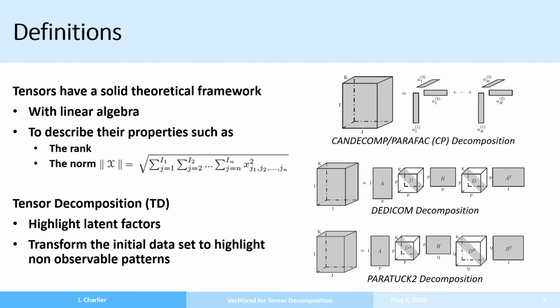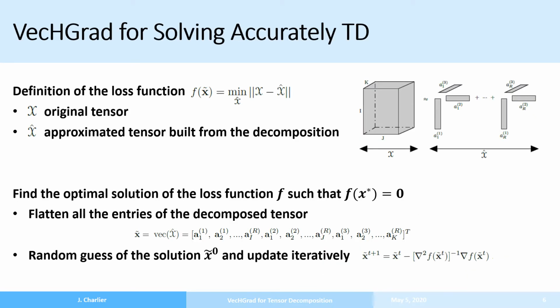You can do it according to different decompositions. Here you have the three main decompositions, which are the CP decomposition, the DEDICOM decomposition and the PARAFAC2 decomposition, where you can see that the original tensor on the left part is decomposed according to different linear algebra operations. So let's move on to VecHGrad for solving accurately tensor decomposition.